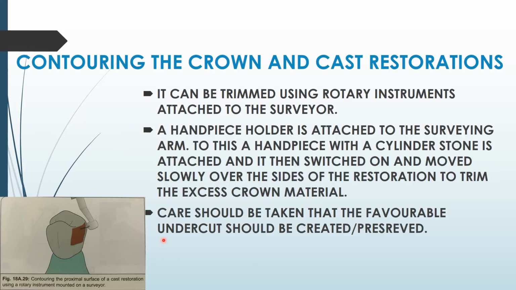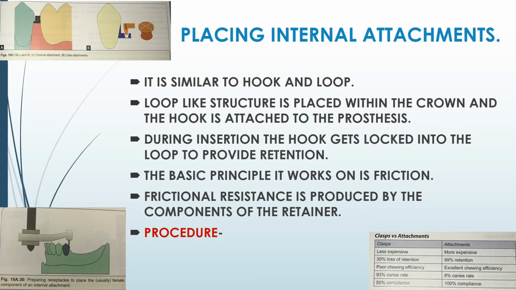Care should be taken that favorable undercuts are created or preserved. So this is an additional use of it: you're contouring the crown and the cast restoration if it is prepared on the abutment. The next is placing internal attachments. It is similar to hook and loop. Now we know that in direct retainers, as I've said, there are intracoronal and extracoronal attachments.